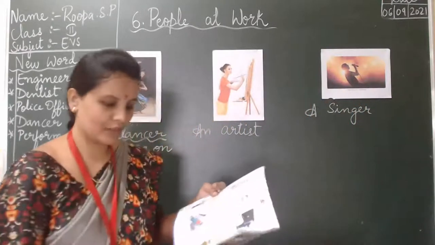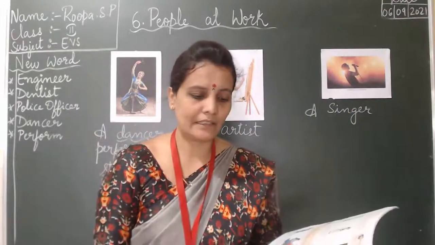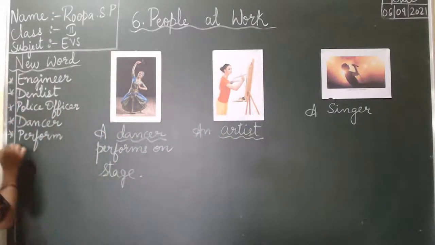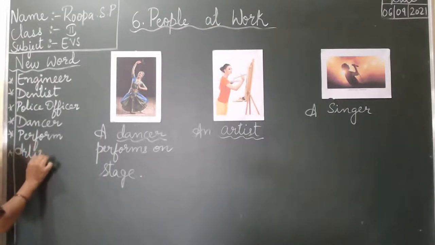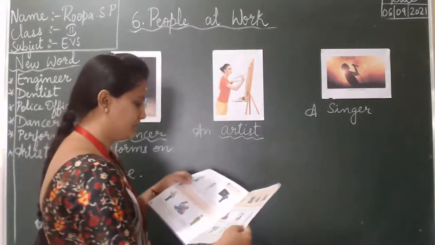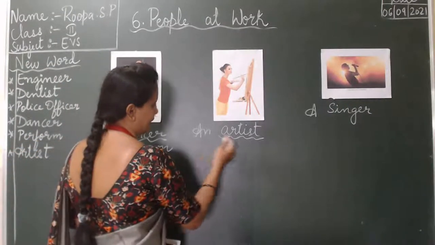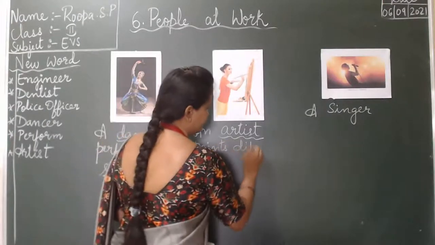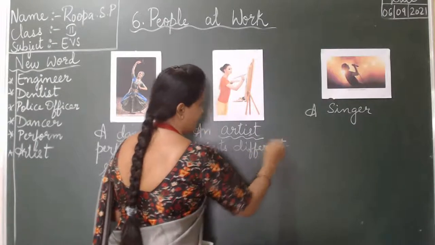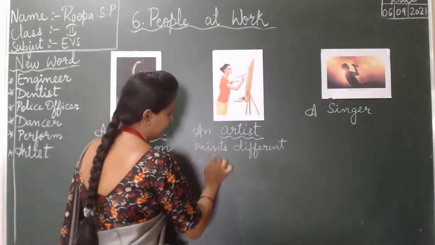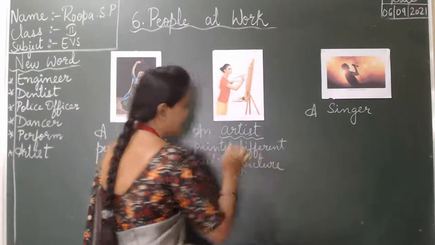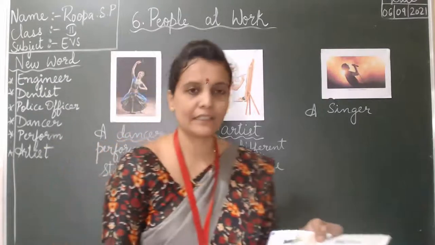Now, children, underline this word: artist. A-R-T-I-S-T. Artist. An artist paints different kinds of pictures, or they may draw with a pencil. It's a hobby also.